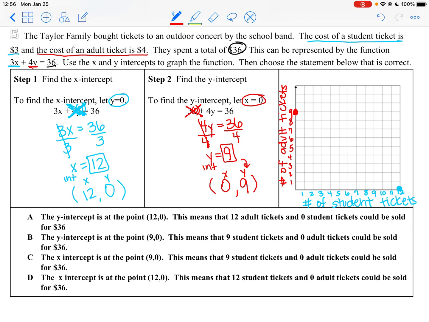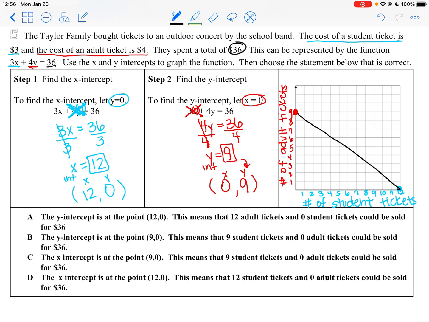So these two intercepts represent the extremes. If I only purchase student tickets, I can purchase 12. And if I only purchase adult tickets, then I can purchase 9. All the points in between when I draw the line are different combinations of student tickets and adult tickets. But those intercepts represent the extremes where all of my money is spent on either student tickets or adult tickets.